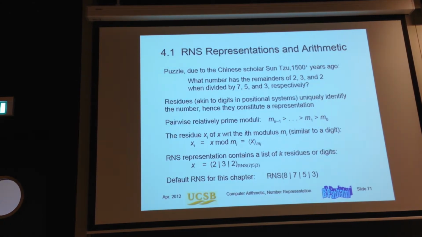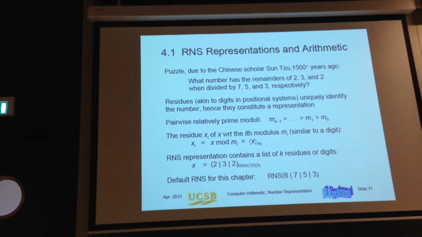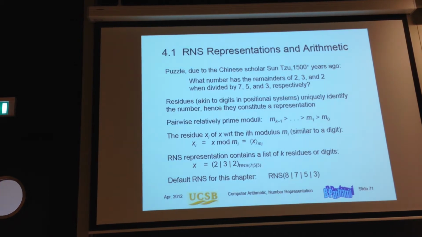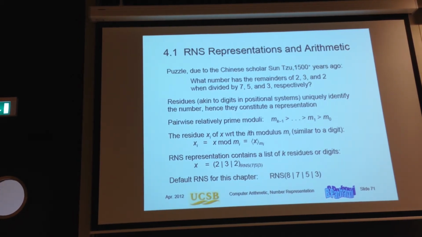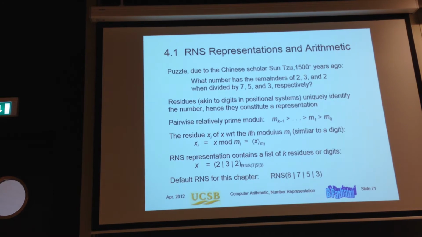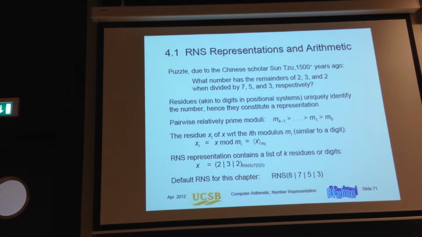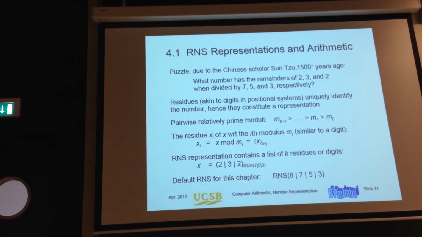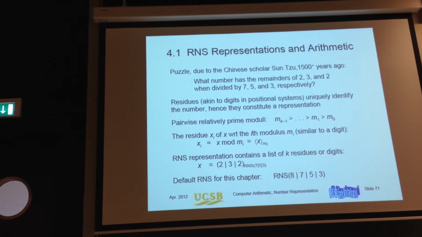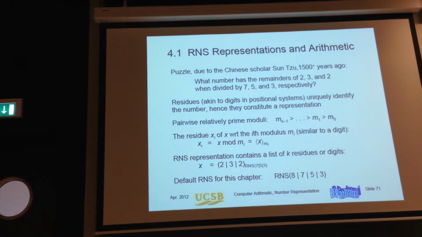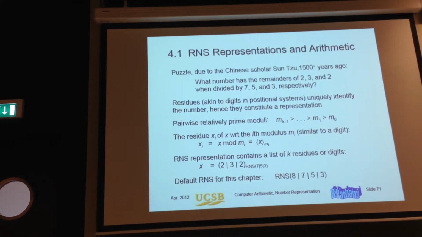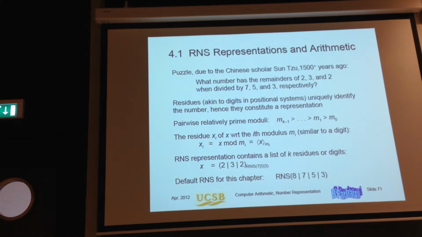Now those numbers do have to have certain properties. They have to be pairwise prime. Then 7, 5, and 3 are pairwise prime. If they are not, then I have aliasing. Then two numbers will have the same representation.